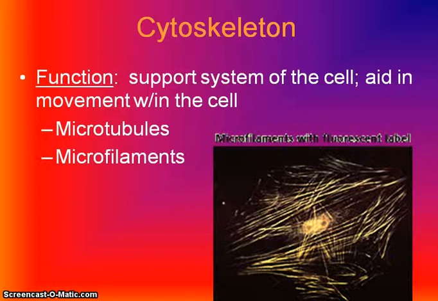The cytoskeleton is located in the cytoplasm, and it is the support system of the cell. Just like our skeleton is, it helps to allow the cell to have better movement and also some structure and strength. And it's made up of a couple different parts. They're called microtubules and microfilaments. And they're just like little skinny strands of proteins that help to give the cell some strength.